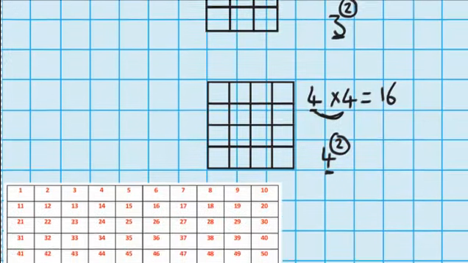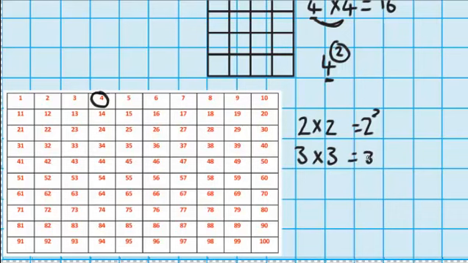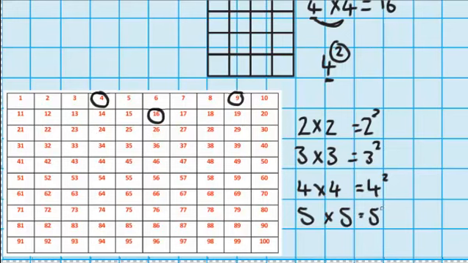Let's go down to our hundreds grid down here and see if we can find some of these square numbers. Well, we could do 2 times 2, which is 2 squared, and the answer to that is 4. We could do 3 times 3, which would be 3 squared, and the answer to that is 9. We could do 4 times 4, or 4 squared, which is 16. 5 times 5, which is 5 squared, which is 25. Let's do one more. Let's go up a little bit this time. 7 times 7, which is 7 squared, which is 49.